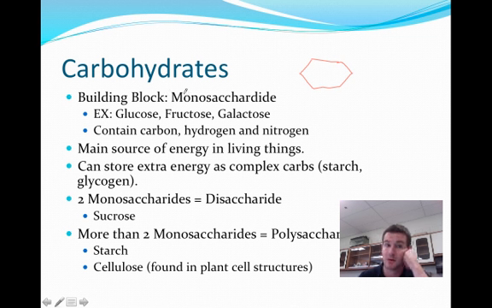So we call the building block of carbohydrates a monosaccharide, and we all know what the term mono means. Mono is one, so basically this means one saccharide or one sugar. All right, so examples of that would be glucose, fructose, galactose. All of that would have the shape of this single ring.